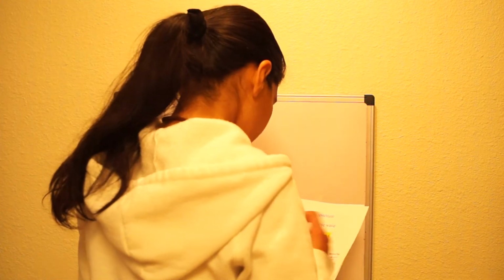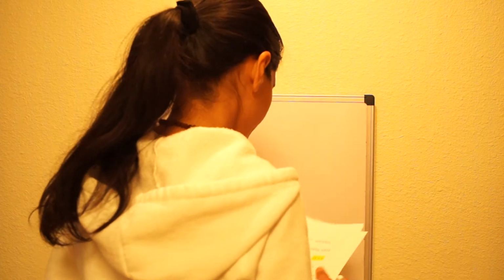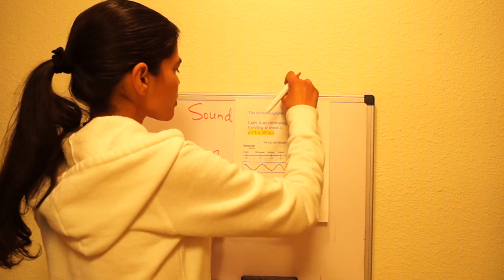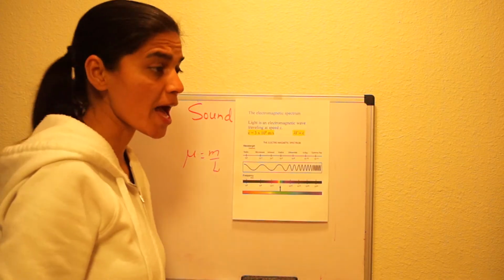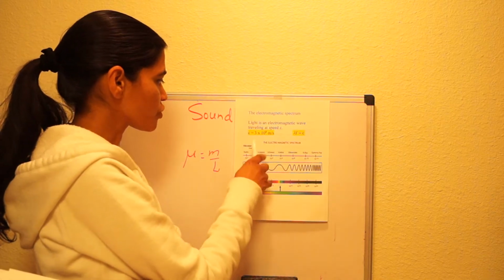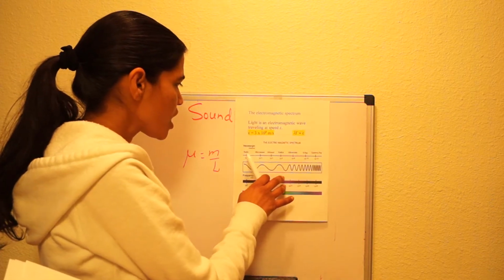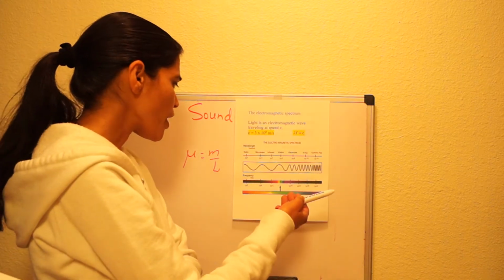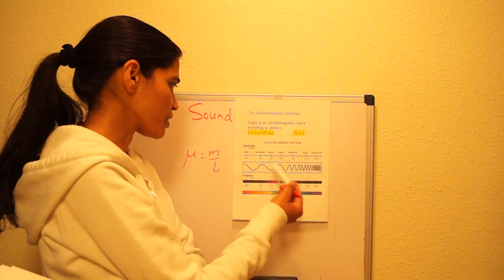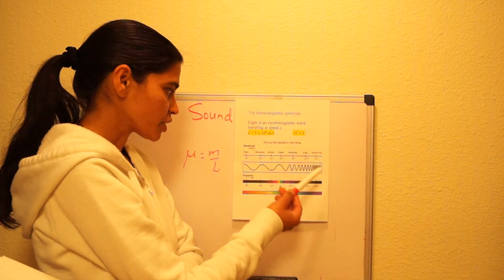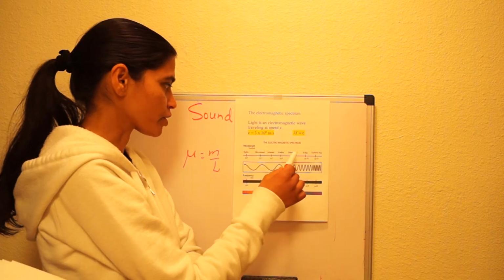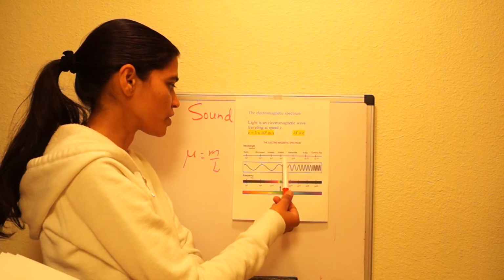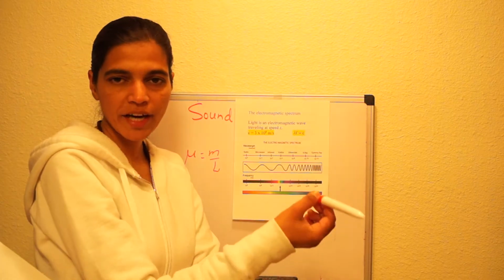So we also looked at the, to summarize, we also looked at the electromagnetic spectrum. We said the speed of light is 3 times 10 to the power 8 meters per second. And we said light is a form of electromagnetic wave, and then we looked at different types of electromagnetic wave, right? Like, so we have radio wave, microwave, infrared, visible, ultraviolet, X-ray, and gamma ray.